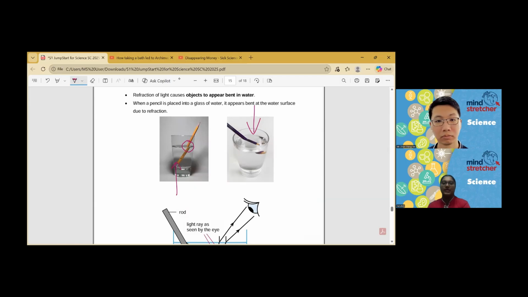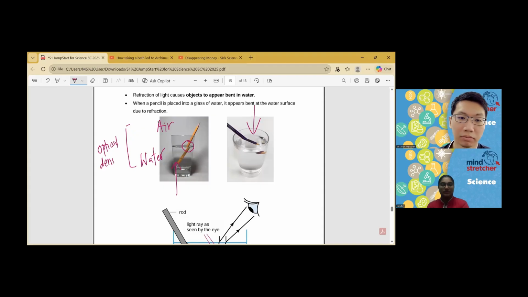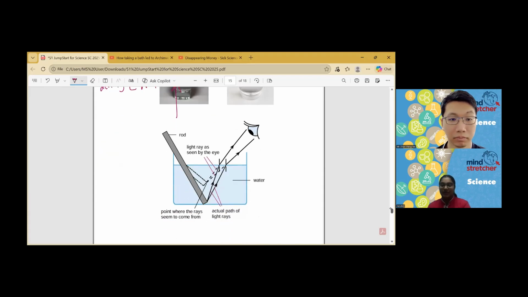It's just that the way that the light enters the cup, because this is air and inside here is water, as a result, when there's a change in your optical density, and the way that your light bends, that is going to cause this kind of illusion. But actually, your pencil is completely fine. Nothing has happened to it. It's just that the way you see it will change the way that it looks. And why is this happening?